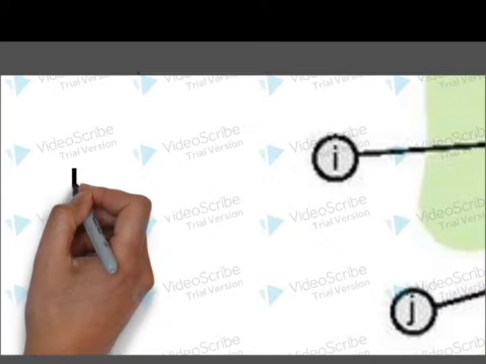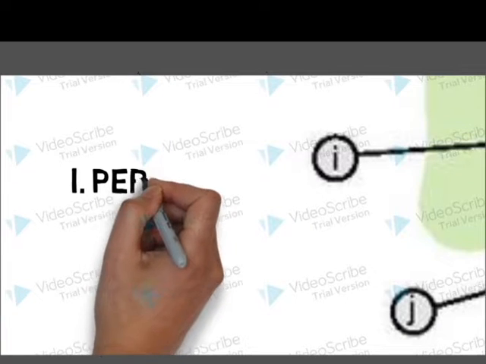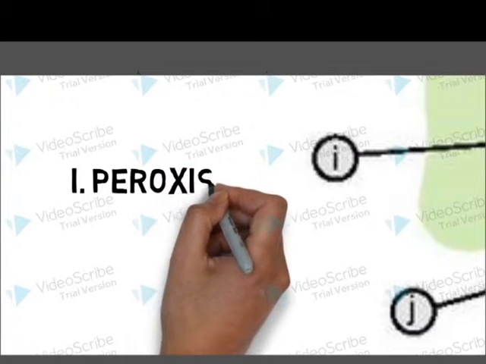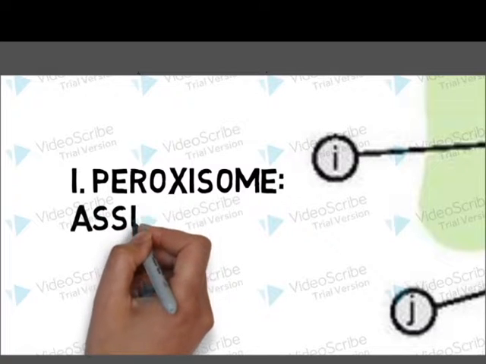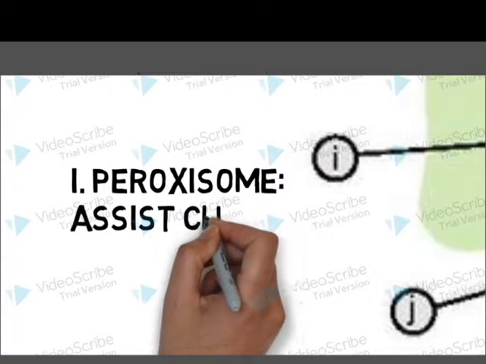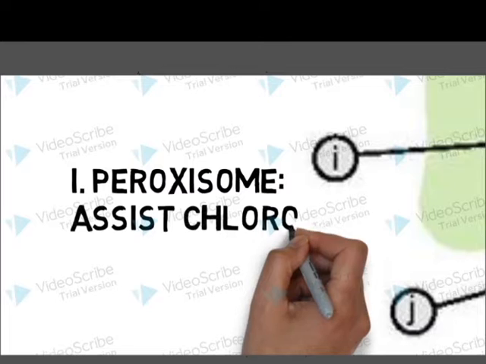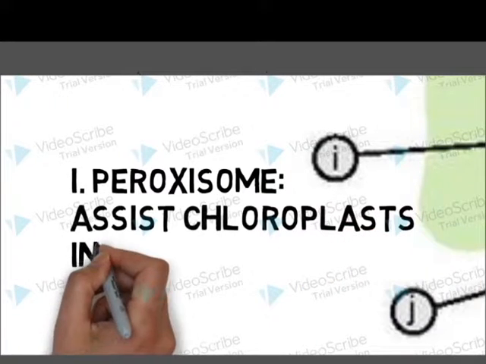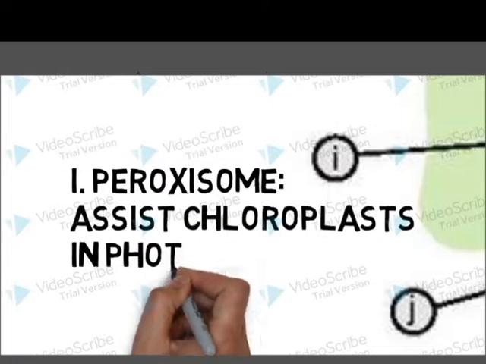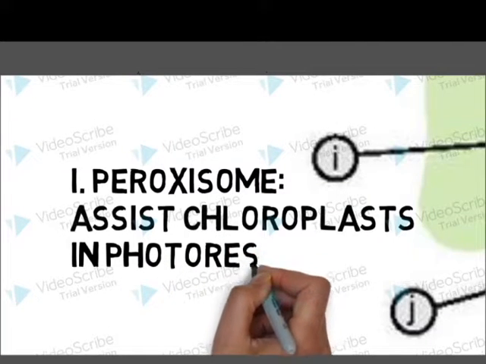The next feature of a plant cell is the peroxisome. The peroxisome is a membrane-bound packet of oxidative enzymes which break down the hydrogen peroxide into water and oxygen and also convert fatty acids to sugar. The peroxisome also assists chloroplasts in photorespiration.